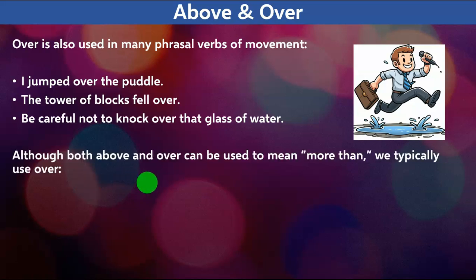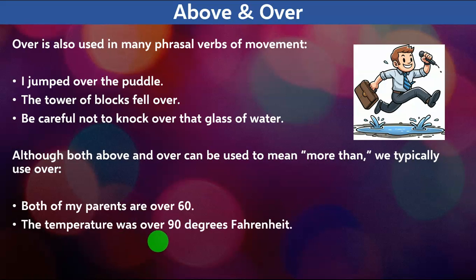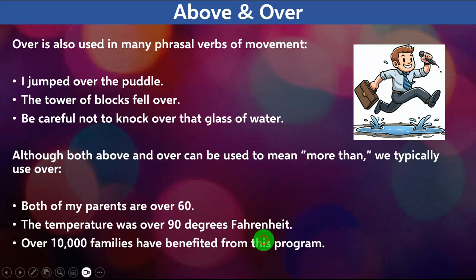Now, although both above and over can be used to mean more than, we typically use over. Let's take a few examples. Both of my parents are over 60, right? You don't say both of my parents are above 60. Okay, not very common. The temperature was over 90 degrees Fahrenheit. Over 10,000 families have benefited from this program. Okay, so although both above and over can be used to mean more than, we typically use over in such sentences. All right, so that is the definition of above and over.